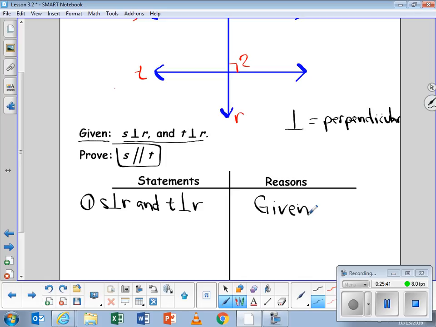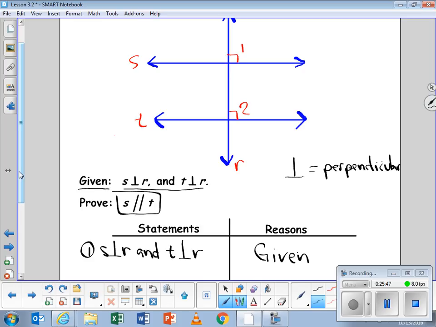Okay? So it's given to me. Now, why did it give it to me? Well, what's labeled in our picture? Two angles, right? What are they? Angle 1 and angle 2. What kind of angles are they? Well, the lines are perpendicular, making them right angles.